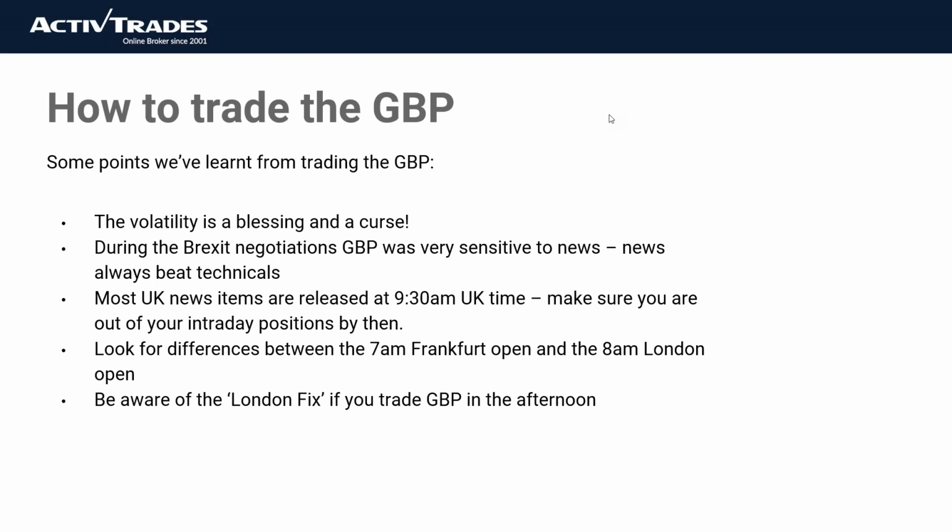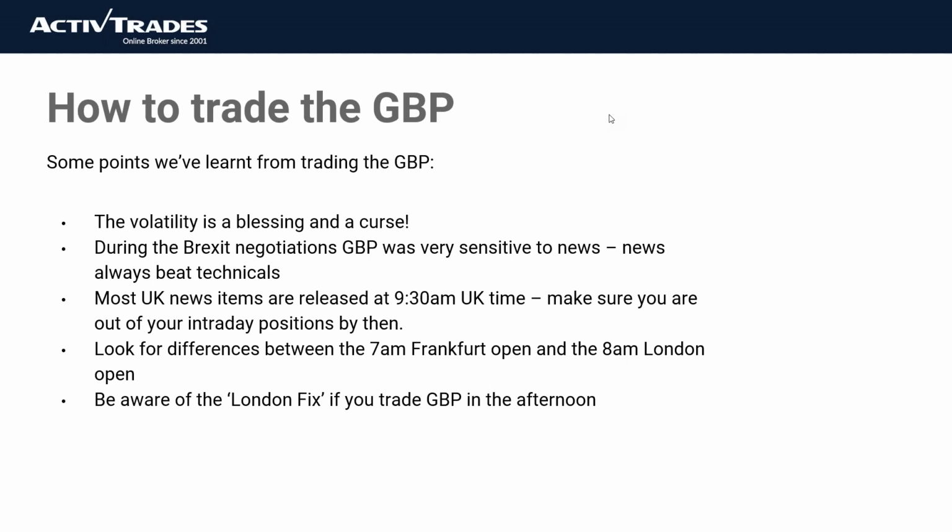What you will also find, for those of you who do trade the intraday early morning UK session, is that most UK, well, not most, but most UK news items are released around about 9:30 UK time. So there will be some that are released at 7 a.m. Okay, some like the MPC on Thursdays at midday, but a good slew of them will be released at 9:30 UK time. So make sure, if you're an intraday trader, that you are out of your positions before then. Okay, you don't want to be caught on the wrong side of news-induced volatility.